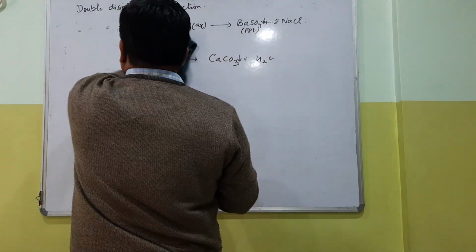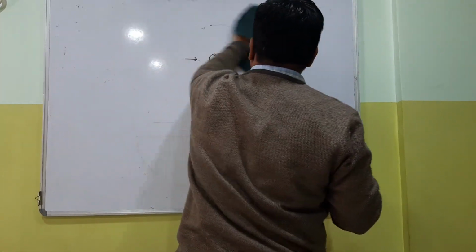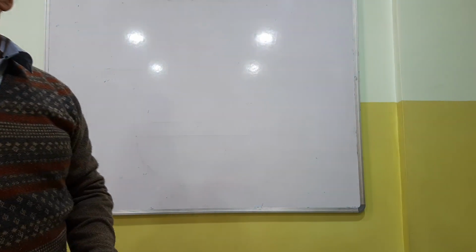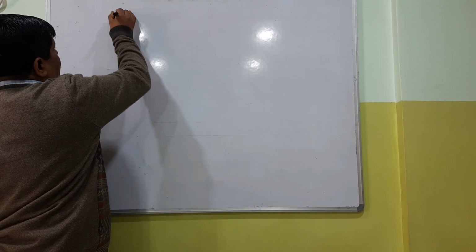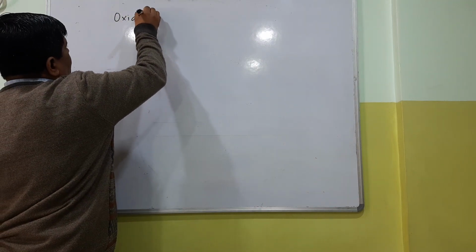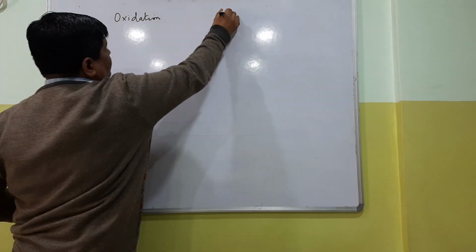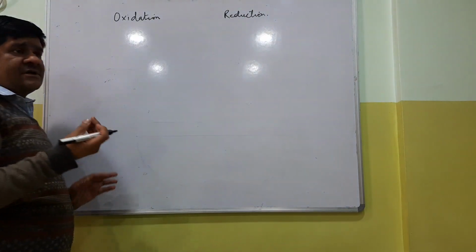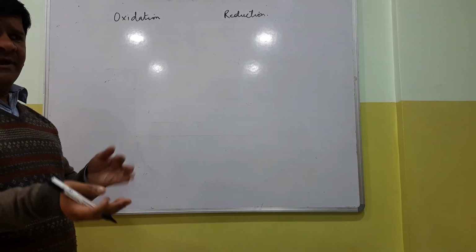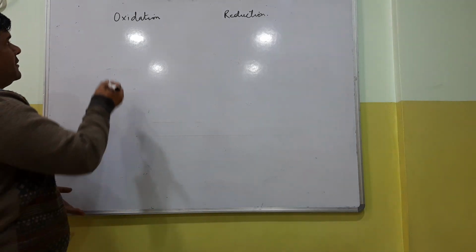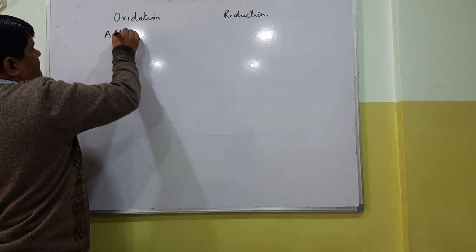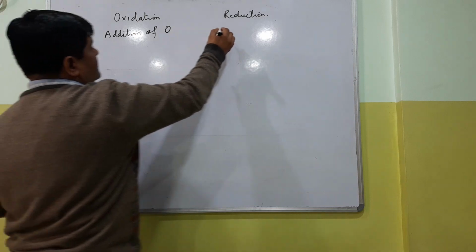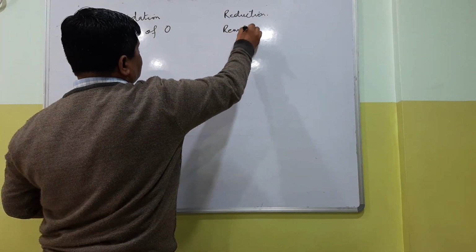Redox reaction. Last type of reaction is redox reaction. Before understanding redox reaction, you should understand what is oxidation and what is reduction. Oxidation means when oxygen is added to any element or compound. Okay? So addition of oxygen to any element. So this is removal of oxygen. So reduction is removal of oxygen.